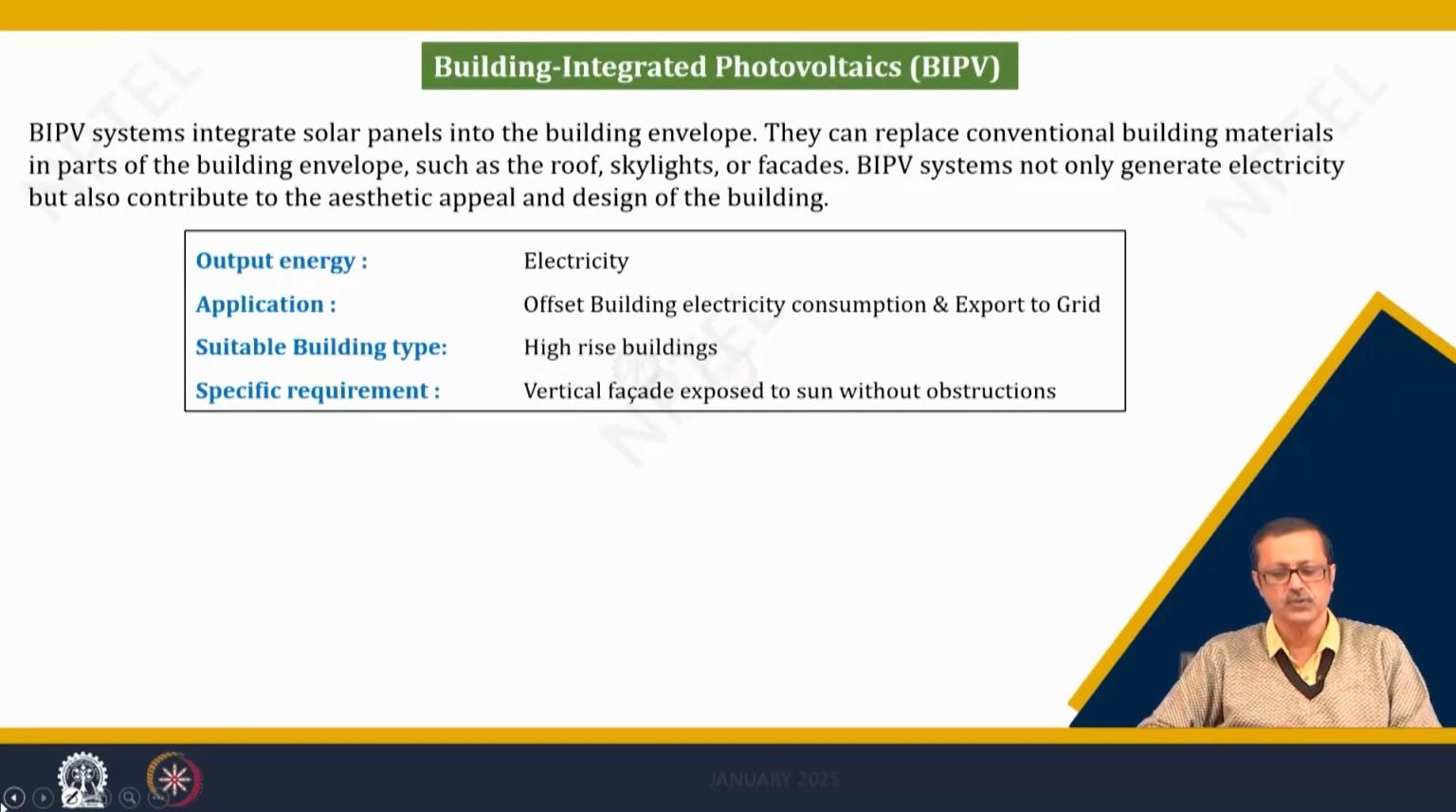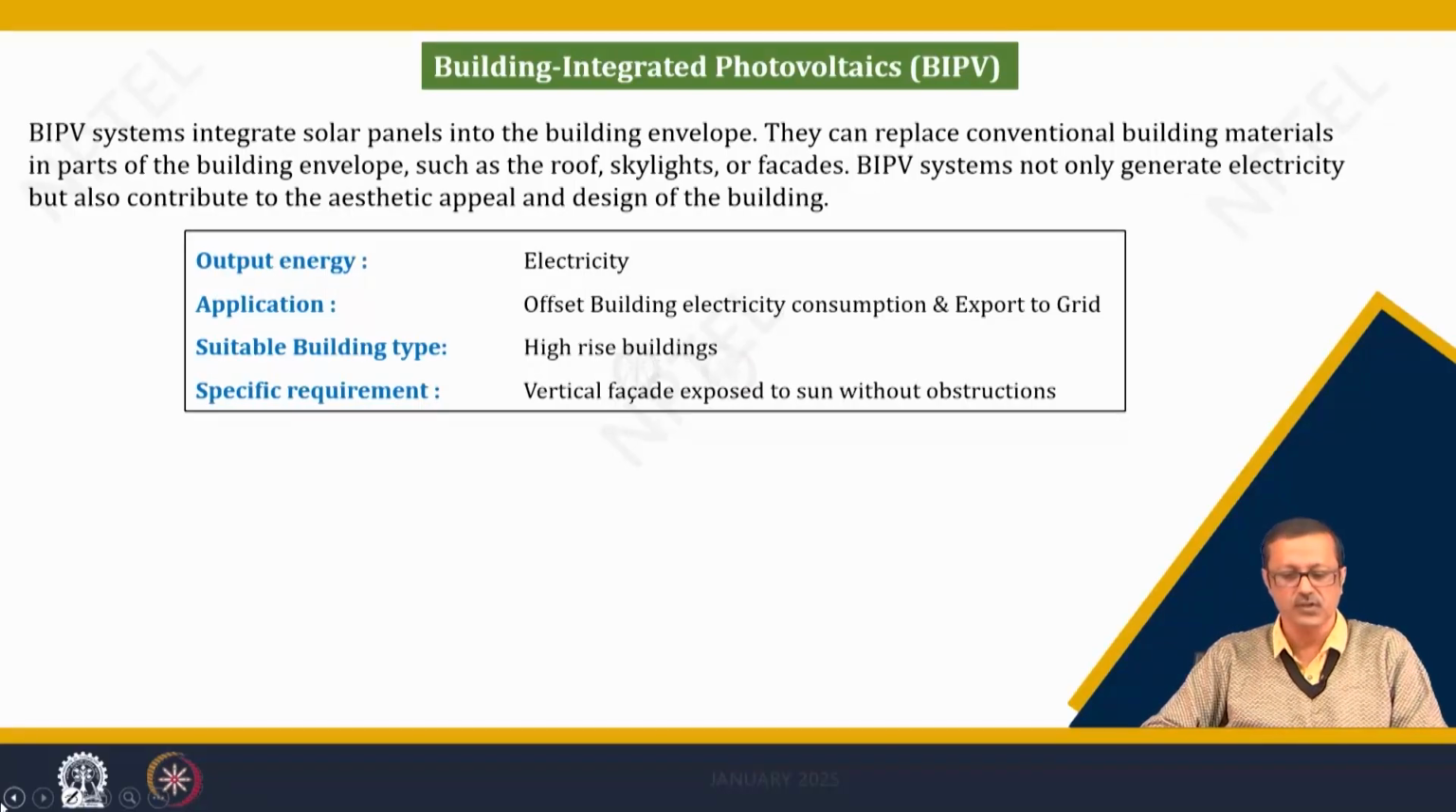So, now if you go to the building integrated photovoltaic, it is another type of photovoltaic, which is applicable to all the facades of the building. I have written down that the output energy over here is electricity, and the application is to offset building electricity consumption and export to the grid. So, it is mostly for generation or regeneration. It is applicable in high rise buildings, and specifically the requirement is a vertical facade facing the sun without obstruction.